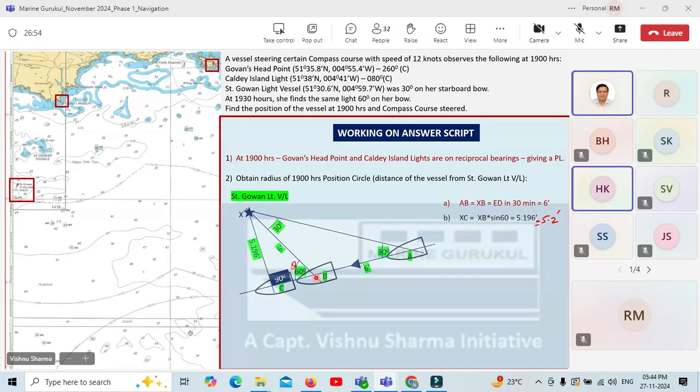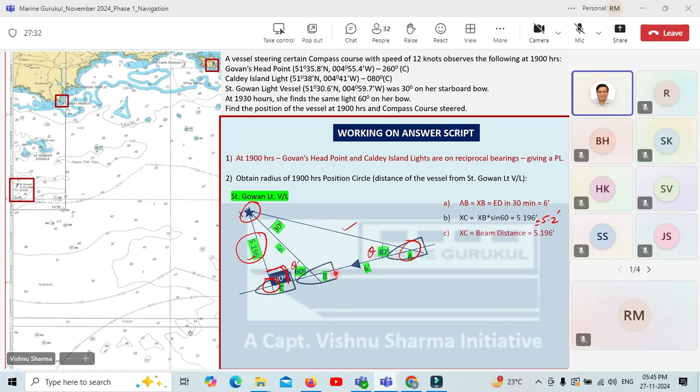Correct? Yes, sir. Now, guys, once I have got XC, now I deal with the bigger triangle. Which bigger triangle? XCA. This is also a right angle triangle. This angle is 90 degrees. This is the theta. I know this side of this triangle. Now I can find out the hypotenuse. This is the perpendicular, this is the hypotenuse. What will be sine 30 equal to? Sine 30 will be equal to XC, which you already know, divided by XA.